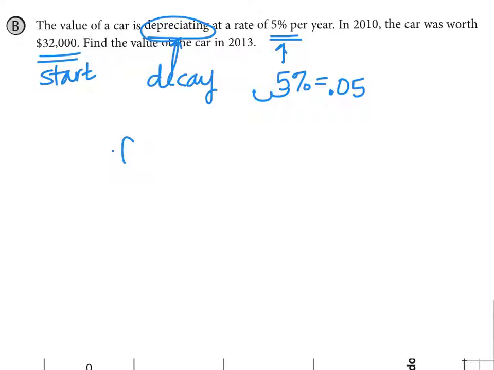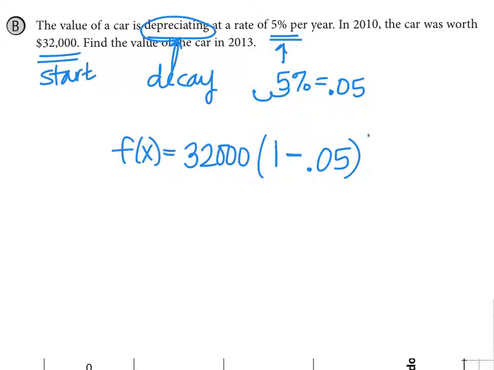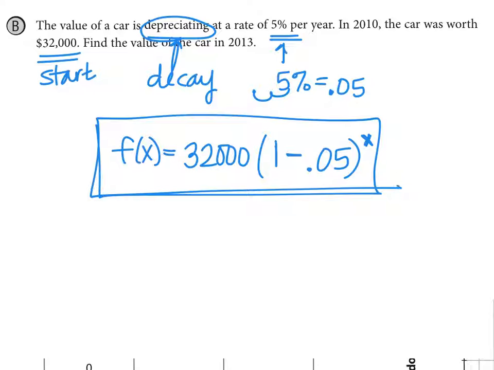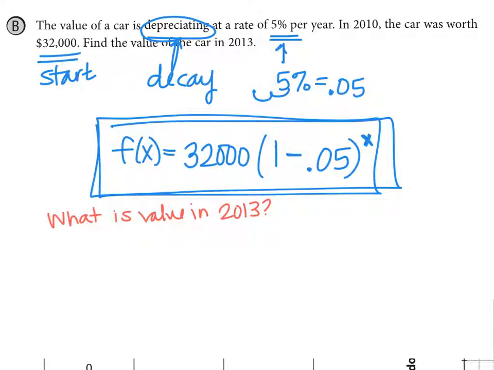So when I go to write my equation, I have f of x equals the starting value, 32,000. And then because it's decay, I want to do 1 minus, this time, 0.05. And then we have to have our variable as our exponent. And just like our last example, we are going to use this function in our graphing calculator to answer the question, what will the value be in 2013? So again, you probably need to go ahead and copy the question down. And tomorrow we'll start with our graphing calculators on how to use the table function to answer this question in the easiest way possible.